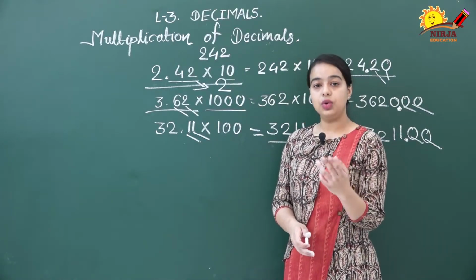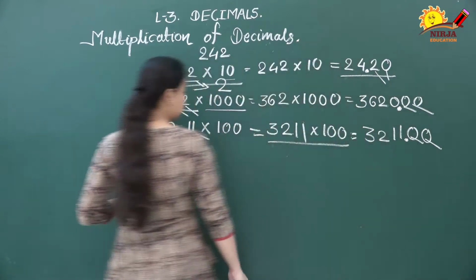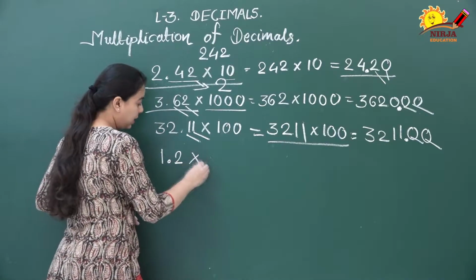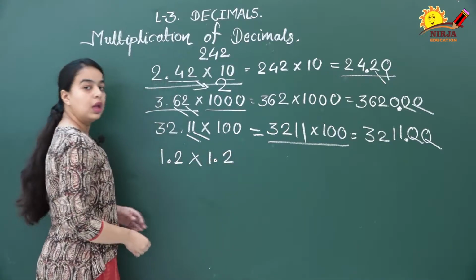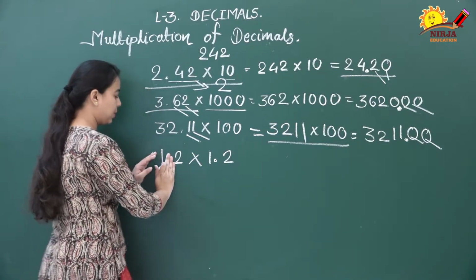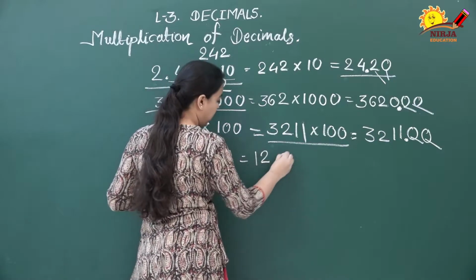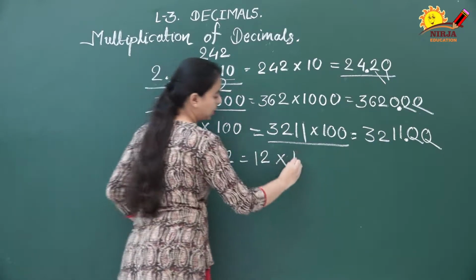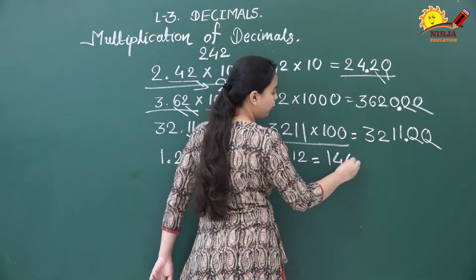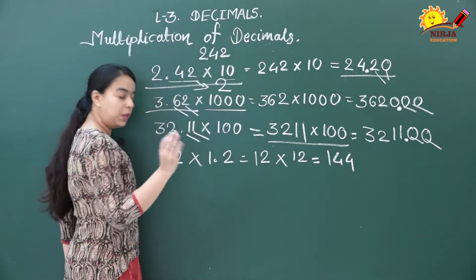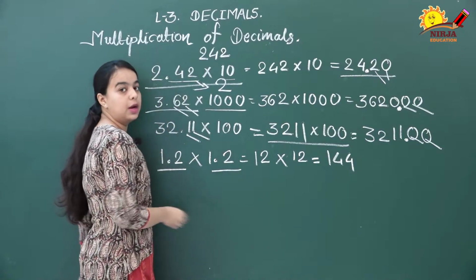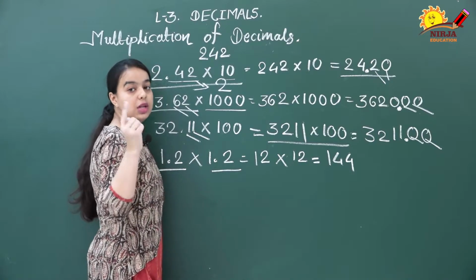Now let's take 2 decimal numbers. Suppose I am taking 1.2 multiplied by 1.2. Ignore the decimal points here. If I ignore the decimal point over here, it will become 12. Here also, that means 12. 12 multiplied by 12 is 144. Now we need to count decimal places. As you can see, this is a decimal number, this is also a decimal number. So from both the numbers we are going to count decimal places.